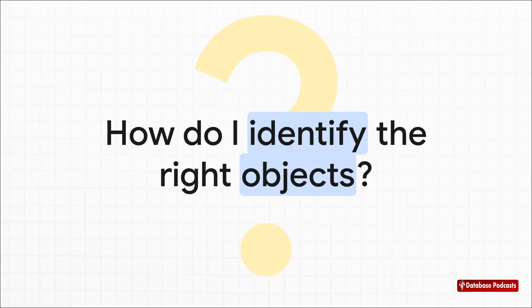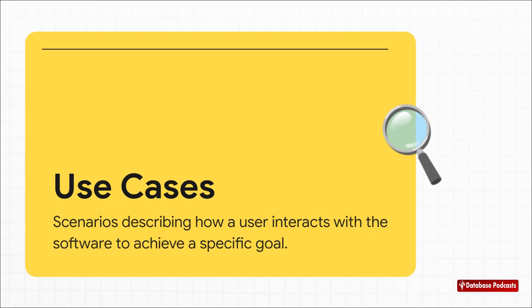Okay, so I mentioned finding objects in that last step, and that's a huge piece of this. It's where the magic happens, really. How do you go from just a description of a problem to the actual building blocks of your code? How do we find these objects? Well, one of the best ways to start is by writing what we call use cases. And don't let the name fool you, they're not complicated. They're basically just stories, simple scenarios that describe how a person, or maybe another system, interacts with your software to get a specific thing done.